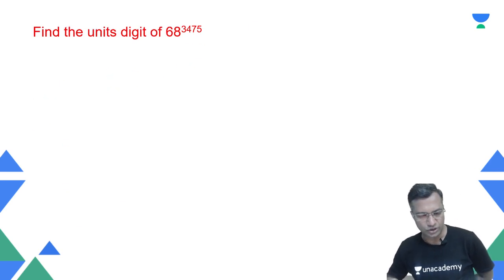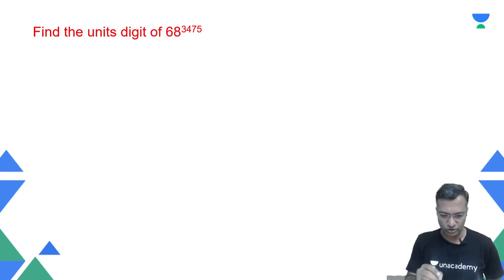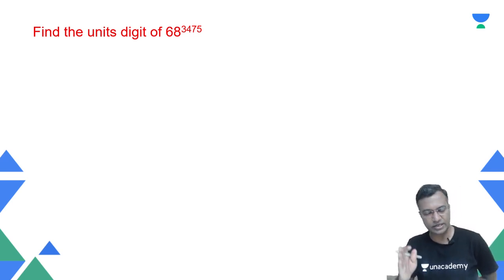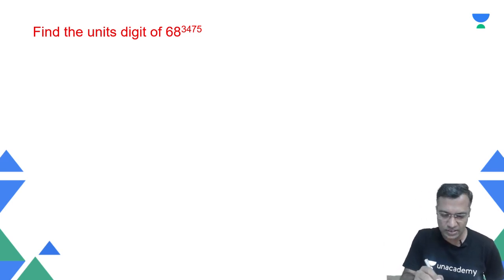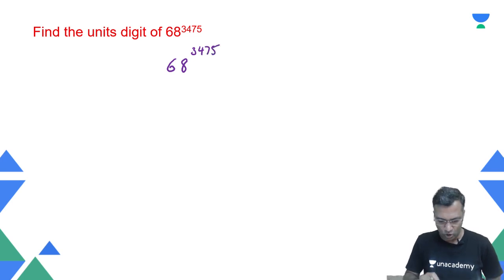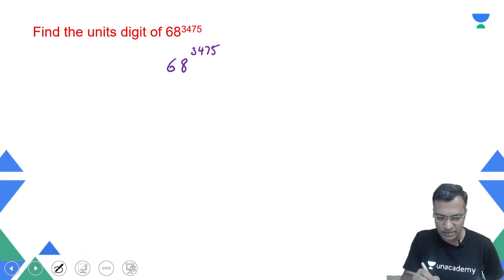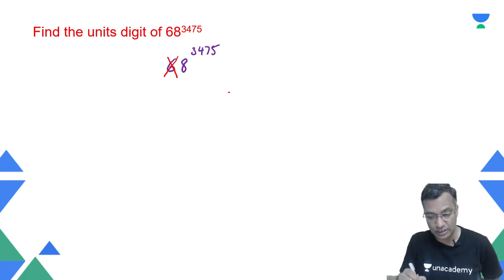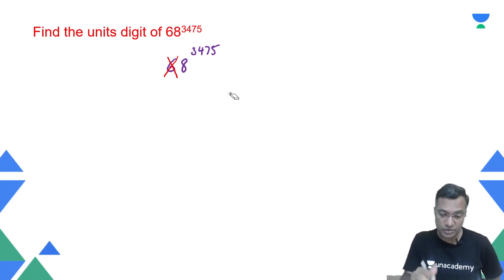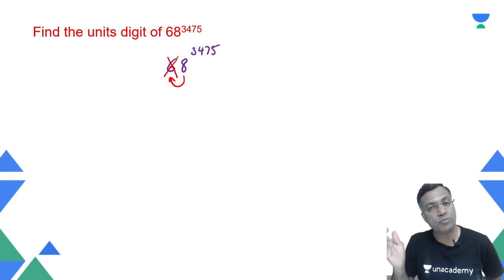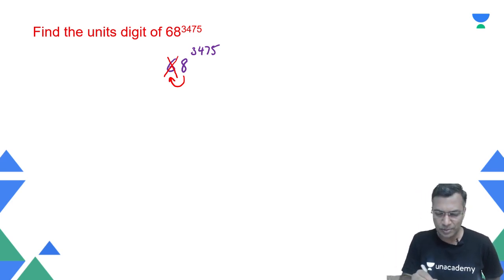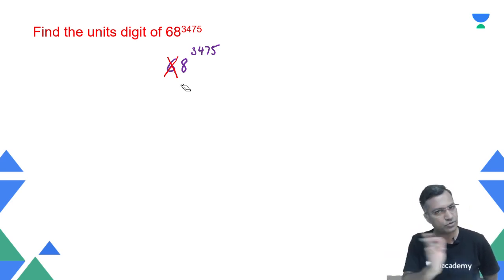Here we go. The unit digit of this particular number is what? Now we see a number 68 raised to power 3475. The tens digit does not contribute, because I'm finding the units digit. When I'm finding the units digit, this 6 does not contribute. The tens place does not contribute to the units place. Only the units place can contribute to the tens place in the form of a carry, but the tens place would never contribute back to the units place. Therefore, 6 is ruled out.